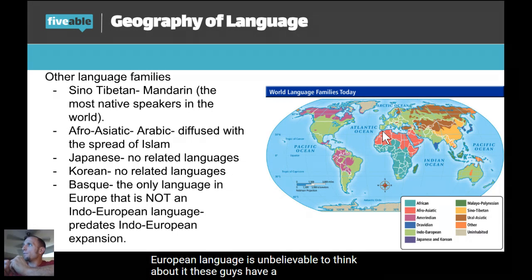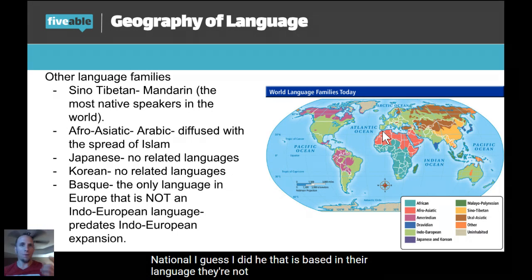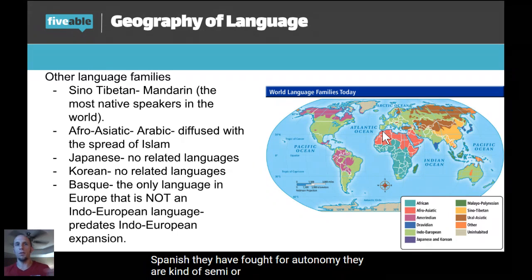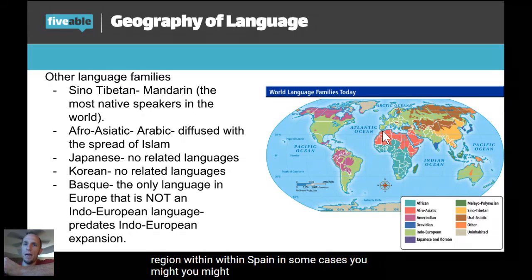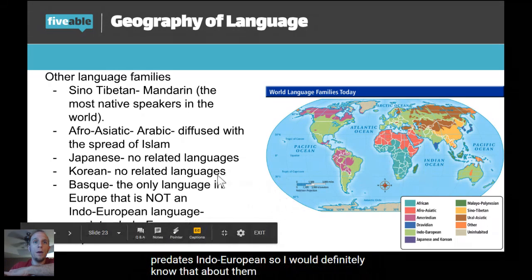And these guys have a very historic national identity that is based in their language. They're not French. They're not Spanish. They have fought for autonomy. They are a semi or pseudo autonomous region within Spain. In some cases, you might even think of them as separatists, and in some other cases, the government has even gone after them for trying to force themselves into an autonomous state. But nevertheless, a very, very unique culture because their language predates Indo-European. So I would definitely know that about them, if nothing else.